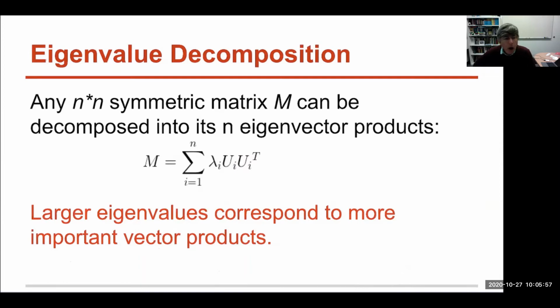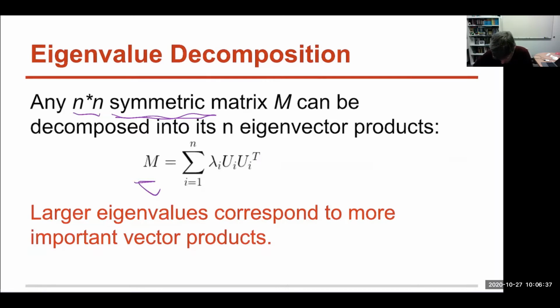The reason why, for us as, let's say, data scientists, eigenvalues and eigenvectors are going to be very interesting is that we can represent matrices in terms of these eigenvectors and eigenvalues. In fact, for any n by n symmetric matrix M, we can decompose it into the sum of n eigenvalue eigenvector products.